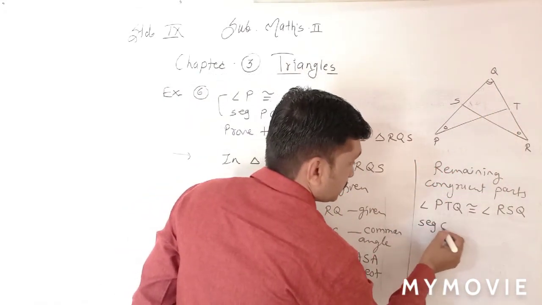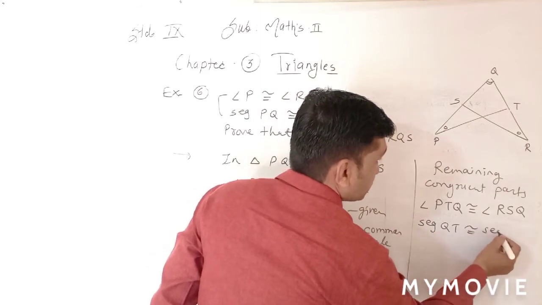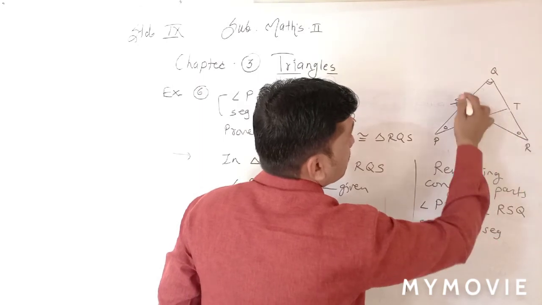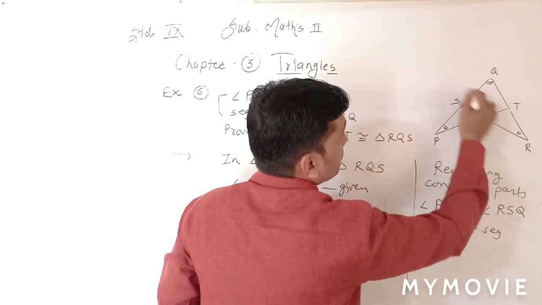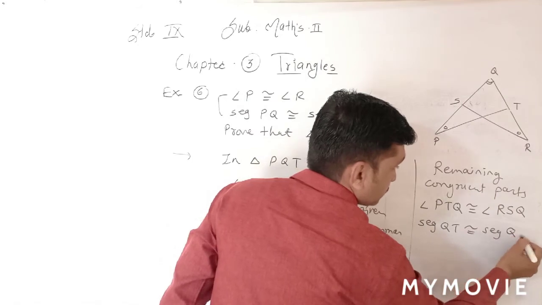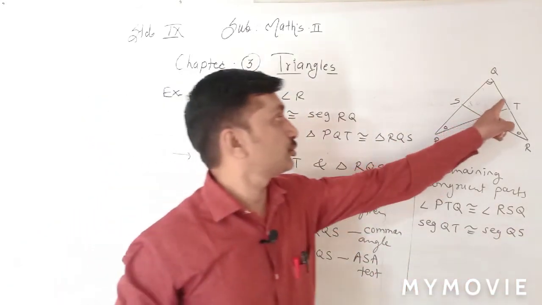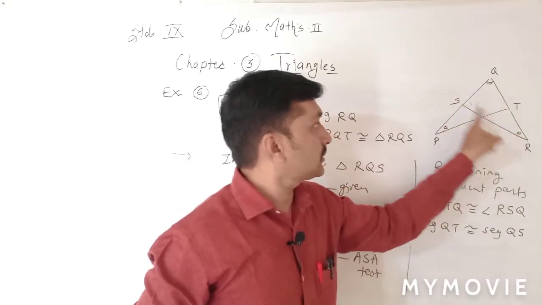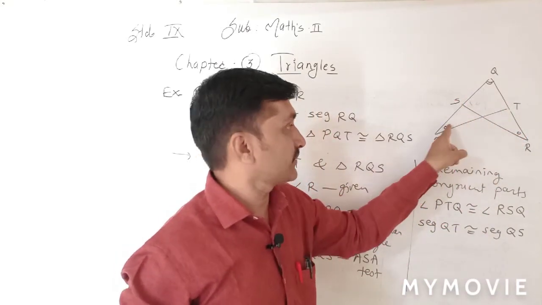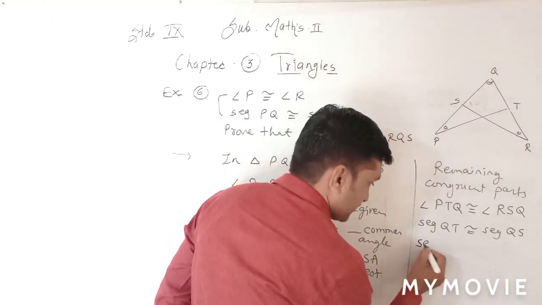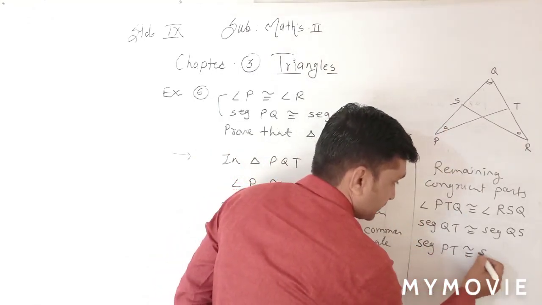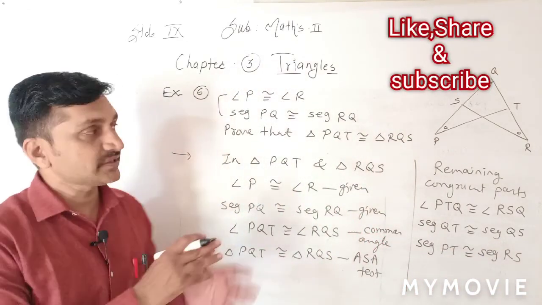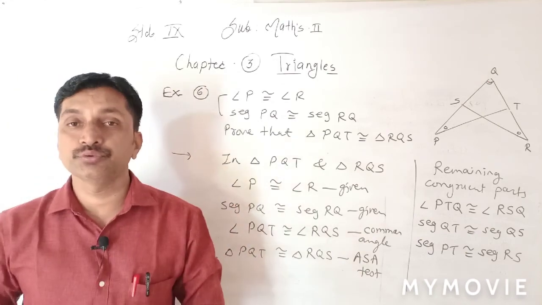Seg QT is congruent with seg... What is congruent with PQT? RSQ, right? PQT, RSQ, then QS. QT with QS, and second, PT with RS, that longest, PT with RS. Seg PT congruent with seg RS. These are the remaining congruent parts. With this example, practice set 3.2 is completed.